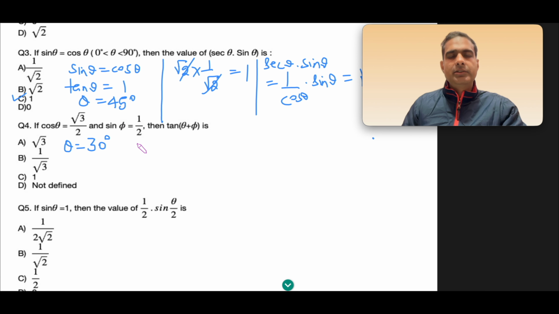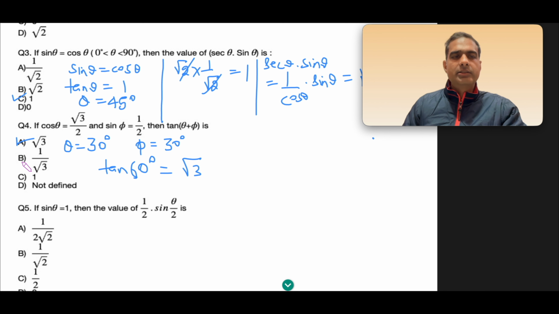And sine phi is equal to 1 by 2. Again we know sine is 1 by 2 when phi is 30 degrees. So from here we have been asked tan of theta plus phi. Now theta is 30 degrees, phi is 30 degrees. So tan of theta plus phi will be tan of 60 degrees, and tan of 60 degrees is root 3. So our answer will be option A, that is root 3.